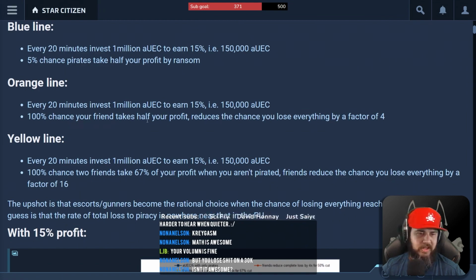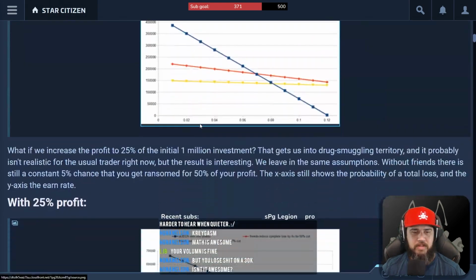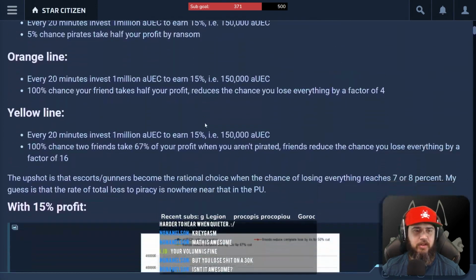100% chance your friend takes half your profit, reduces the chance you lose everything by a factor of 4. Is this supposed to be a joke? Yellow line, every 20 minutes invest 1 million in UEC, your same investment. 100% chance 2 friends take 67% of your profit. When you aren't pirated, friends reduce the chance you lose everything by a factor of 16.